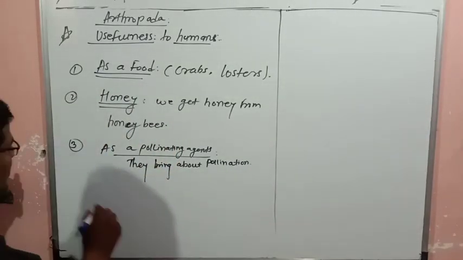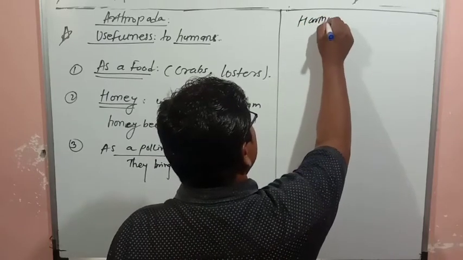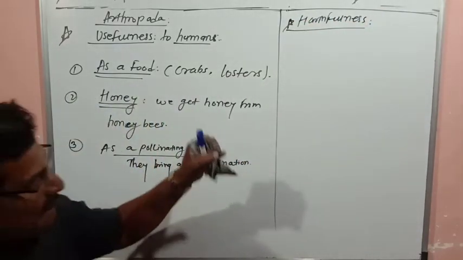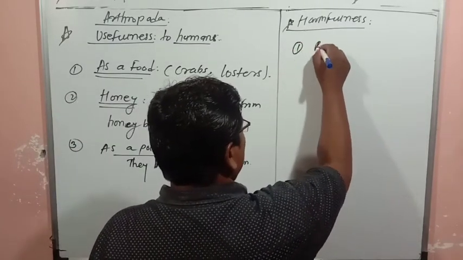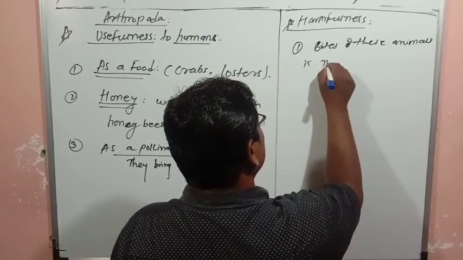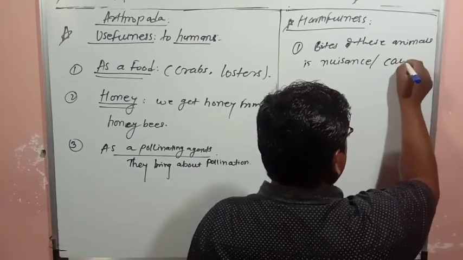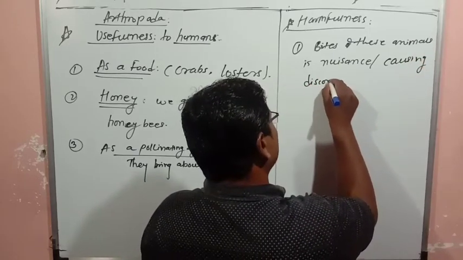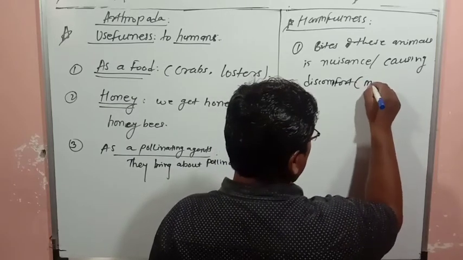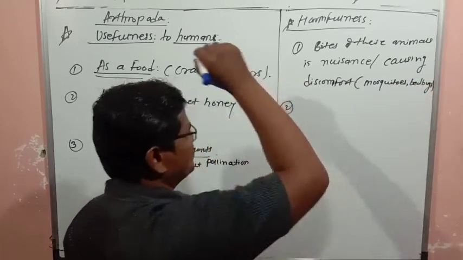Another thing we are going to study is how these are harmful to human beings. So usefulness and harmfulness. How are these arthropods harmful? First thing is that the bites of these animals are a nuisance, causing discomfort. Which animals are there? Mosquitoes, bed bugs.